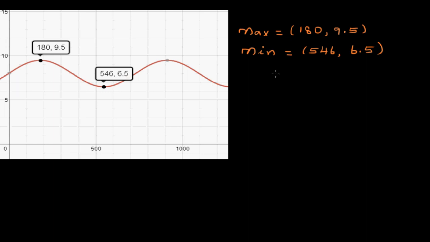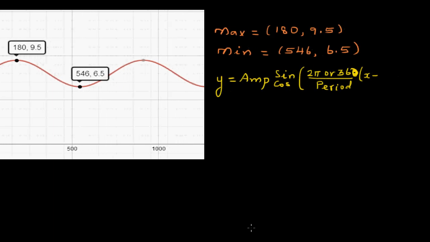So let me write the general form of a sine or a cosine graph. The equation is y is equal to the amplitude times sine or cosine, times 2 pi or 360, it can be 2 pi in radians or 360 degrees, it depends on what you want to write, divided by the period, times x minus the starting point, SP stands for starting point, in brackets, plus the baseline. So these are the facts we need to find from the maximum and minimum.